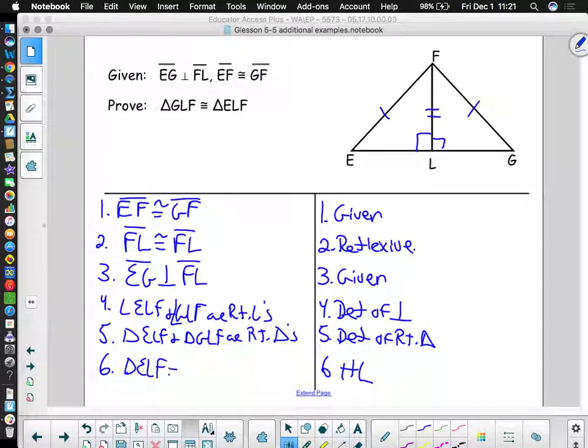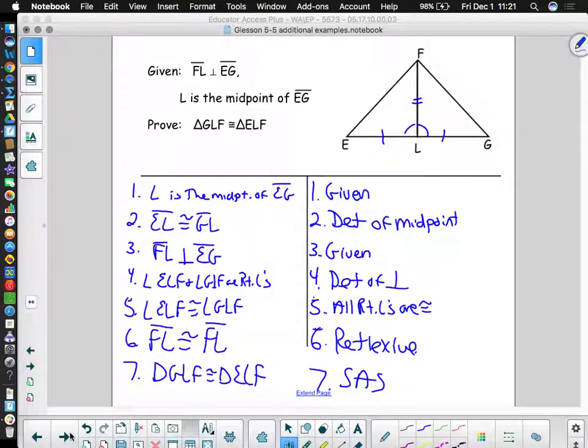Triangle ELF is congruent to triangle GLF. In order to use HL, I have to somewhere in there state that they're right triangles, because HL only works with right triangles. But just because something's a right triangle doesn't mean we have to use HL, as we saw in this one. I had right triangles here, but I didn't use HL there. I used SAS. So HL becomes an option when we have right triangles, but it's not required when we have right triangles. Okay, so those are examples for today.